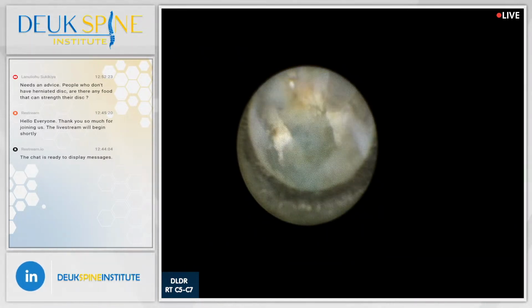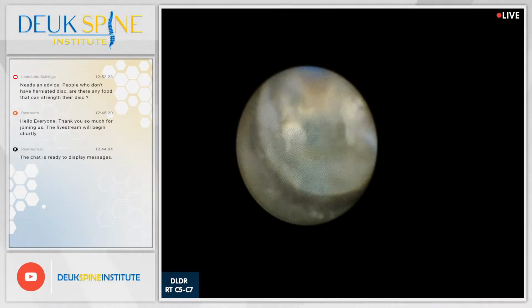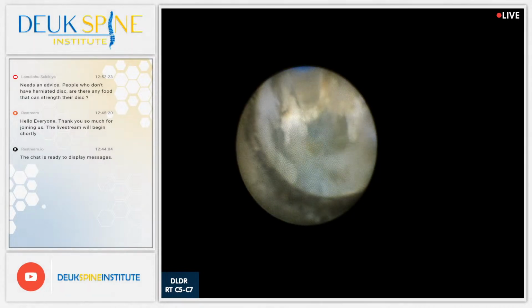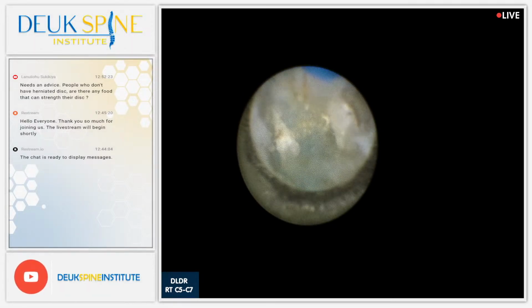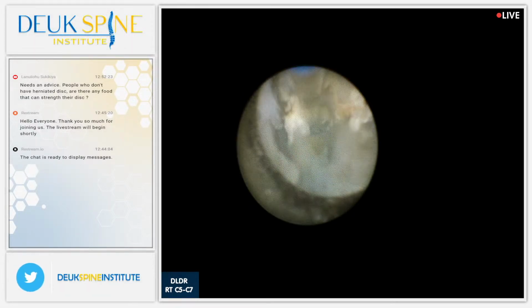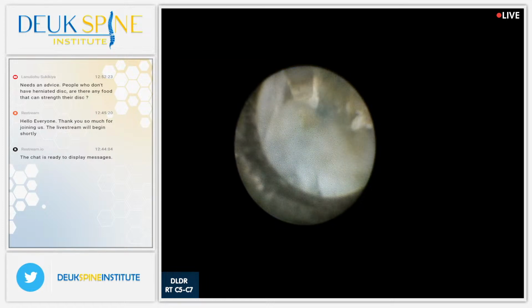Have a little bit of calcification here, some bone spur. The laser can do that, get rid of it, it's not a problem. Remember what I've told you though, we don't get rid of every bone spur. That's not the goal of surgery.